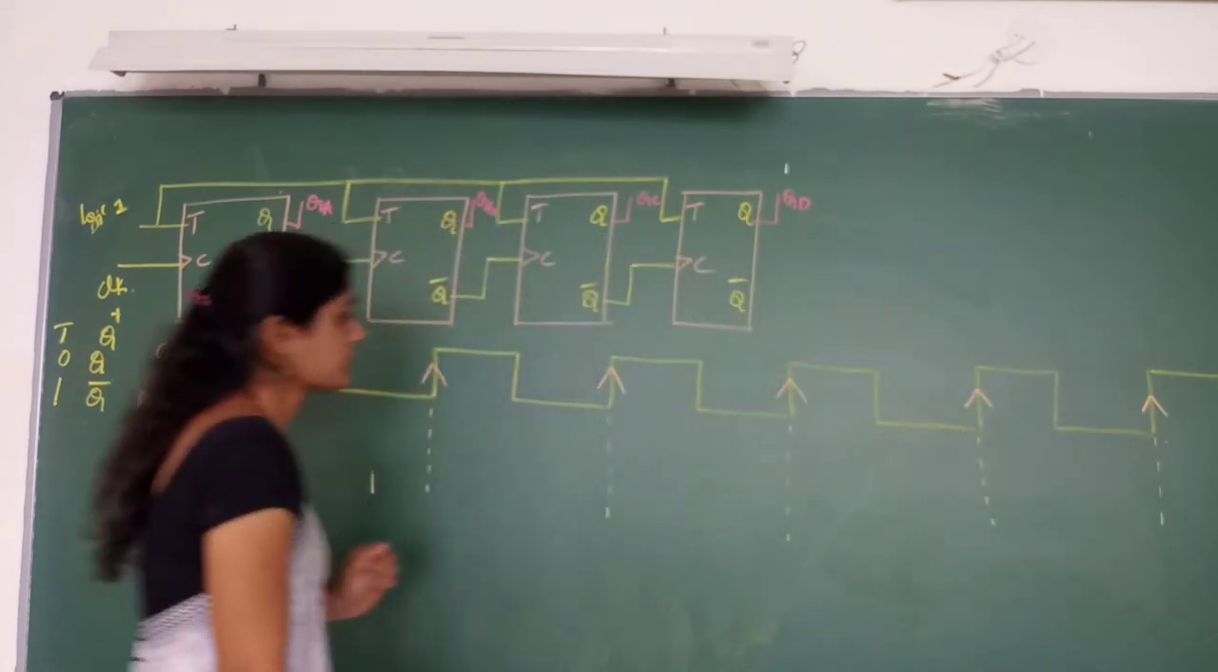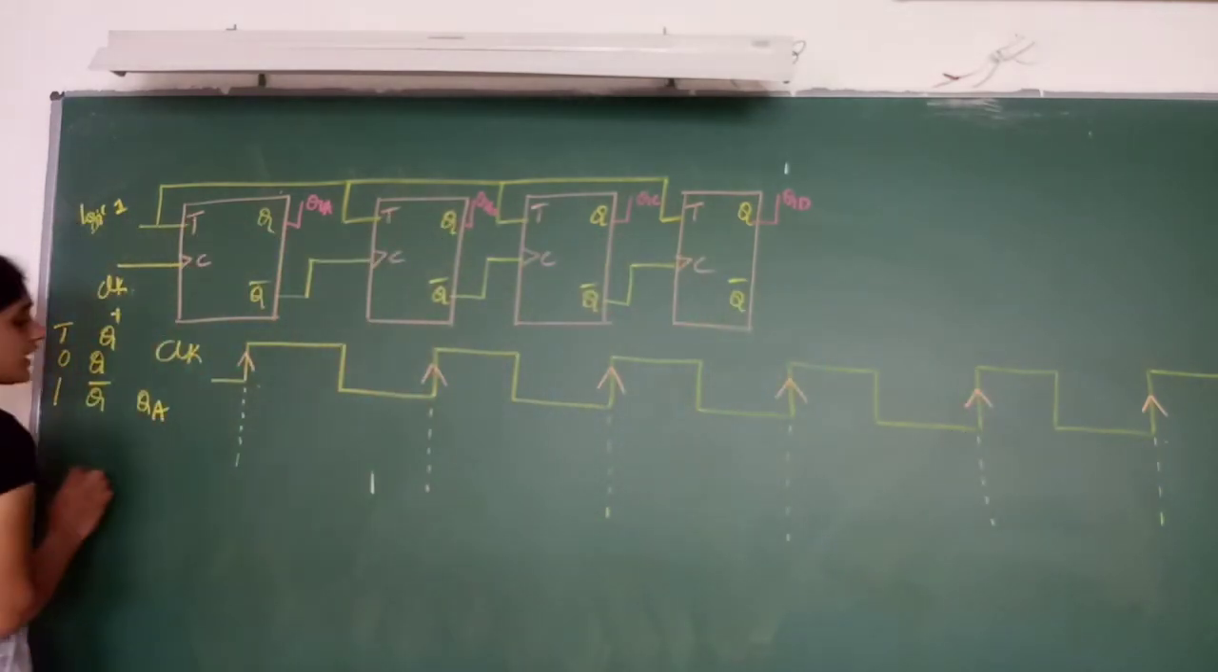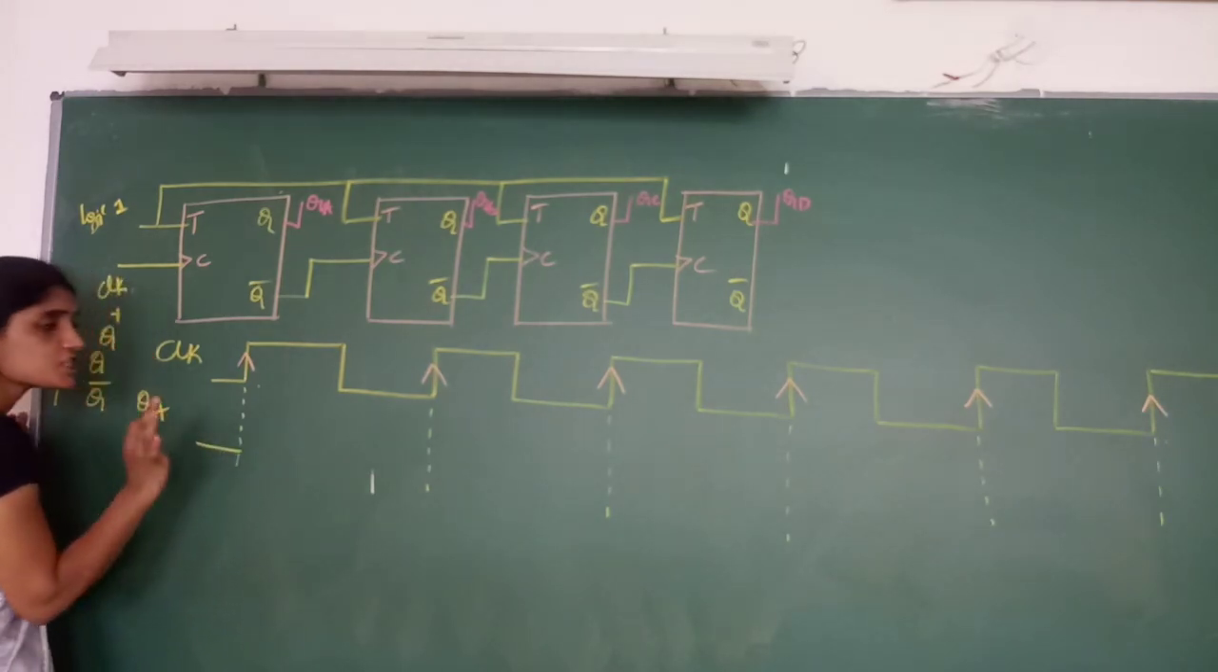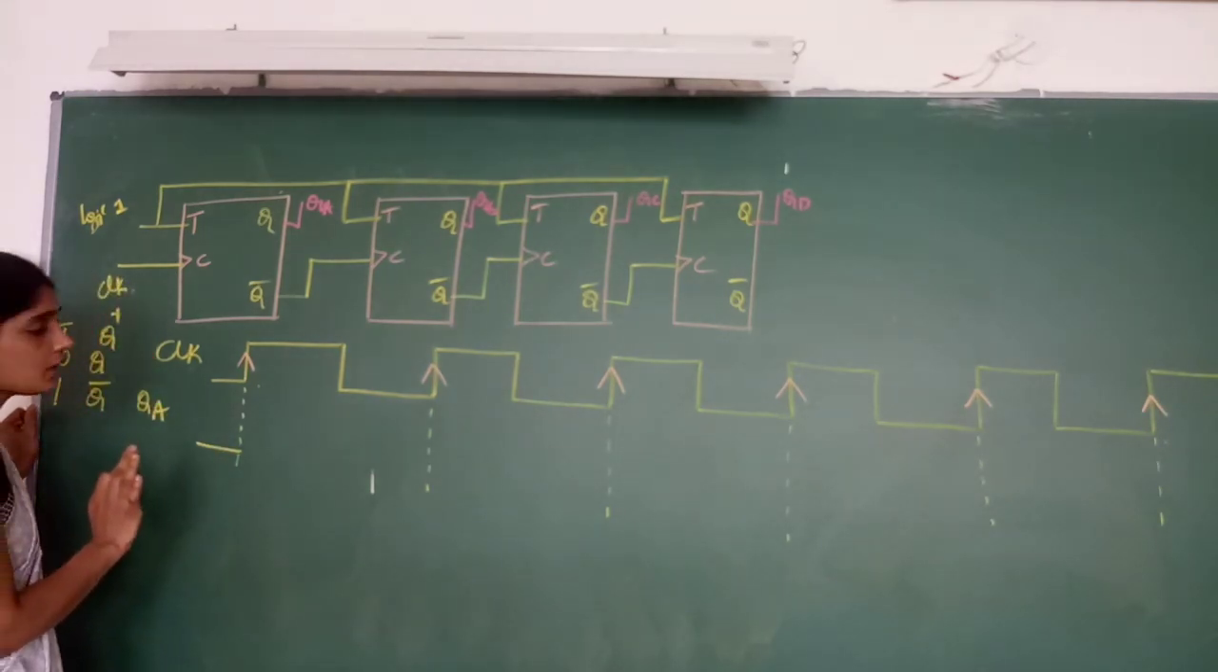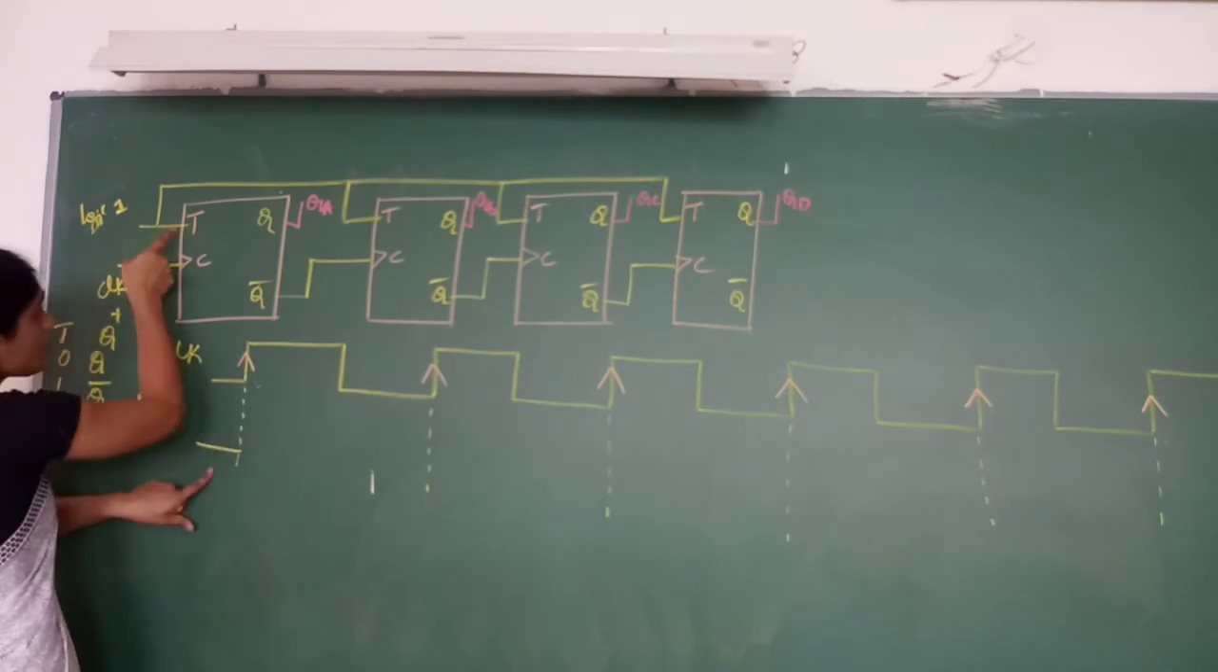Mark all the positive edges. Okay, now QA. Initially, I will take QA as 0. Now, at the positive edge, what is T?